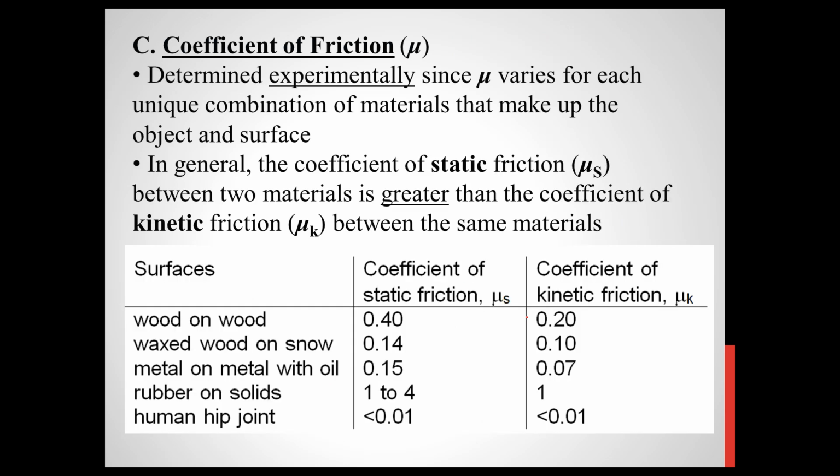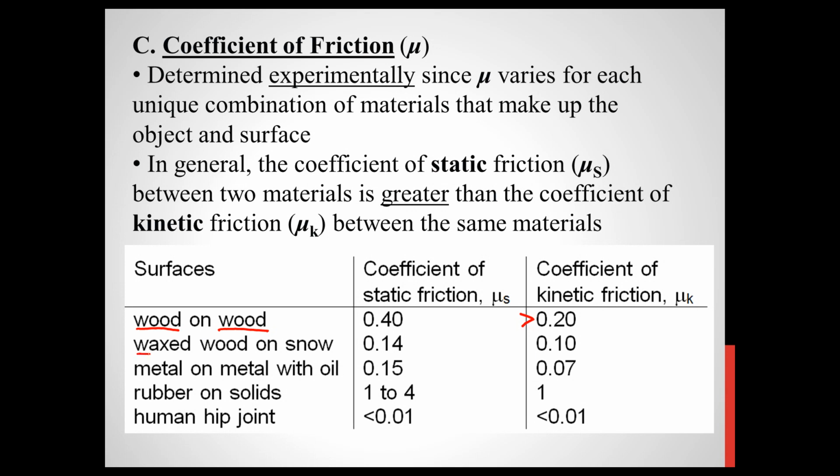Here's an example of a couple of surfaces. Maybe we'll just look at the first one just to show the difference. So this could be like you have a wooden box and you're pulling it along a piece of plywood. So wood being pulled along wood. In that scenario, my coefficient of static friction is bigger than the coefficient of kinetic friction.